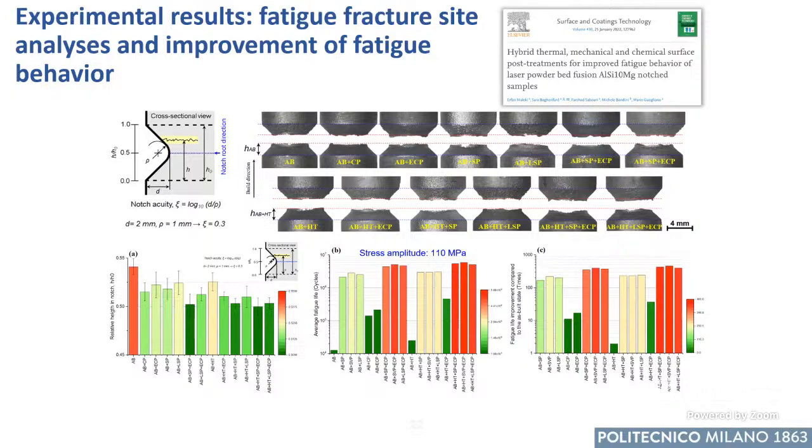And these are the same concept expressed in the percentage of improvement with respect to the as-built condition. And we see that just the heat treatment is not enough to get a good result. Also, if we ignore the heat treatment, the first series of samples, the final result is the same. So the heat treatment, the T6 treatment, is not affecting the final result when some mechanical post-processing is applied.